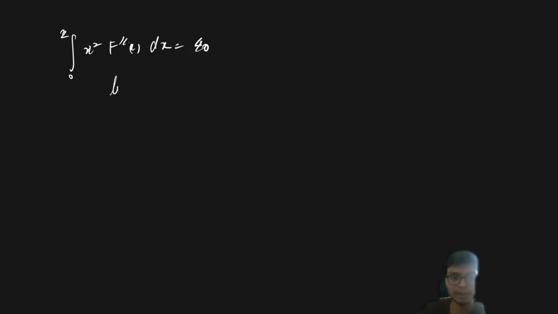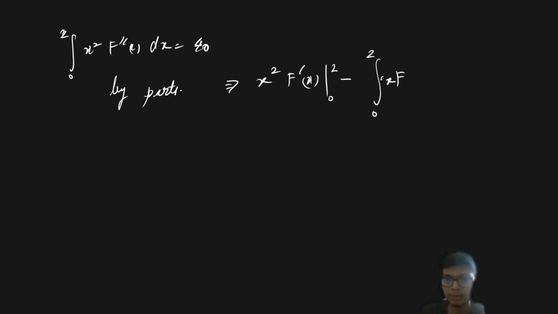All right, now again we apply by parts, right? So this expression is going to be x squared into f dash of x from 0 to 2, minus the integration from 0 to 2 of 2 times x into f dash of x dx, right? Now again we have to apply by parts over here.